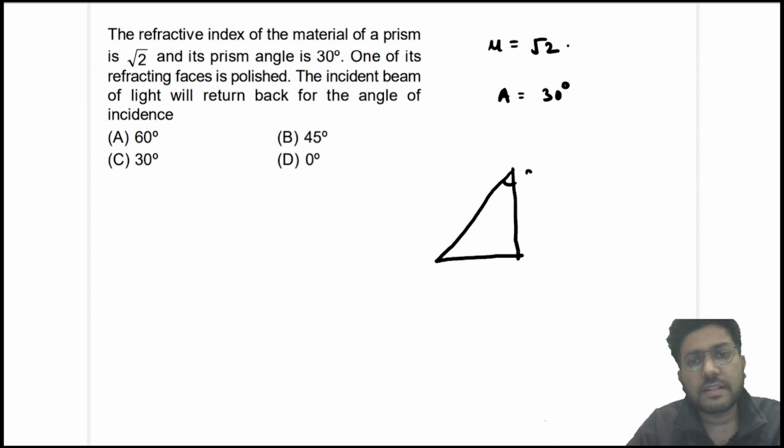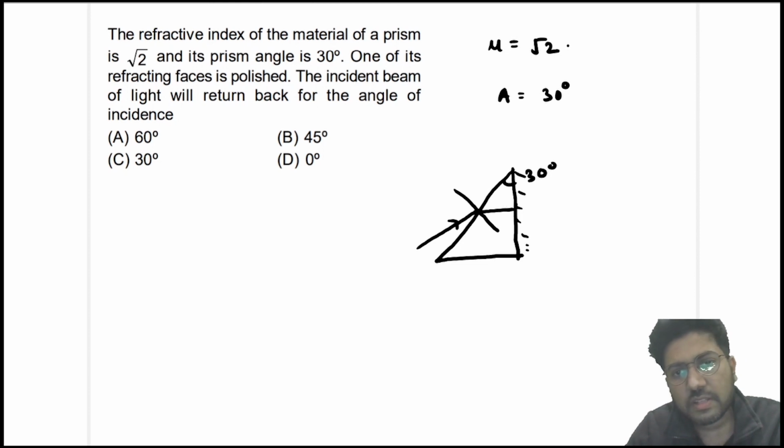The angle is 30 degree and this is polished, right? Then the incident beam of light will return back for the angle of incidence which is equal to, see, it will return back if the light ray strikes perpendicular to the polished surface, right? So that means if this angle is 30 degree, this angle is 30 degree, this is 90, then this angle is 60 degree, but the angle of refraction is this. If this is 60, this is 30.